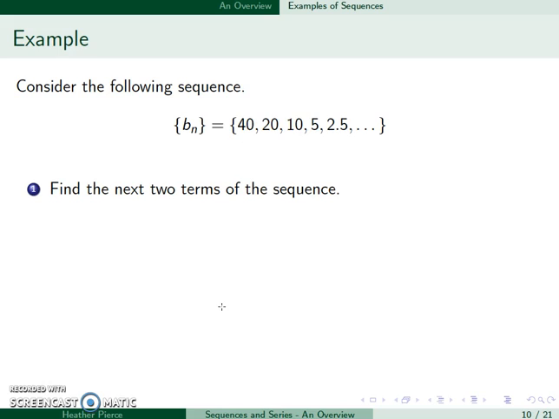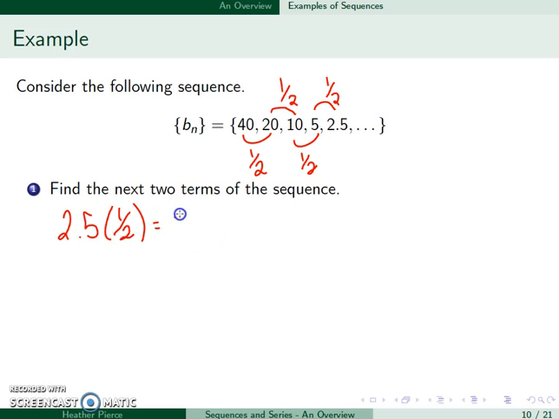So let's look at another one. This one starts at 40 and then goes to 20, 10, 5, 2.5, etc. So we can see that here I multiply by a half or divide by 2. To get from 20 to 10, same thing, from 10 to 5, and then from 5 to 2.5. So I'm going to be repeatedly dividing by 2 or multiplying by 1/2.